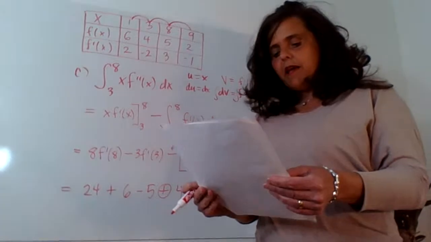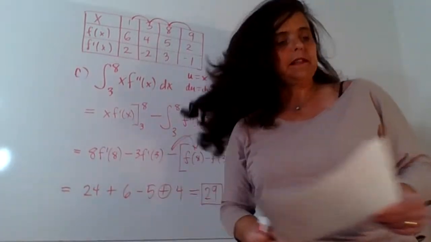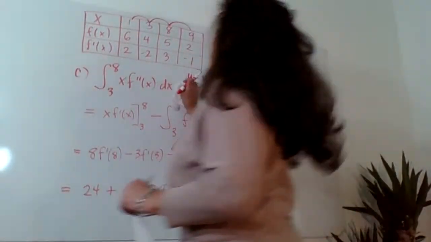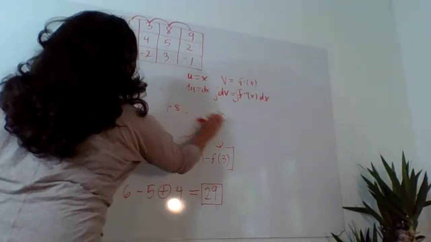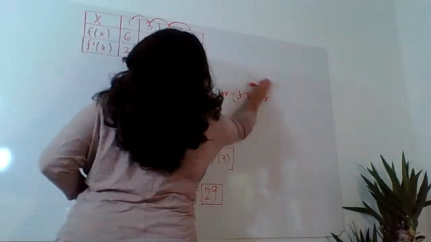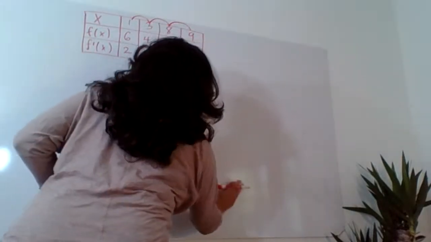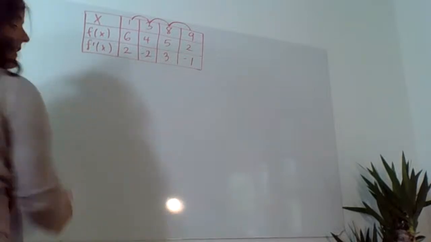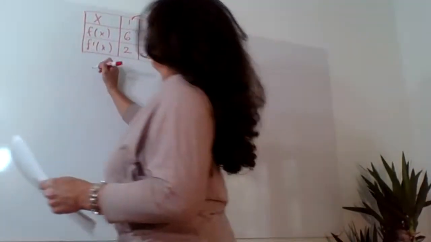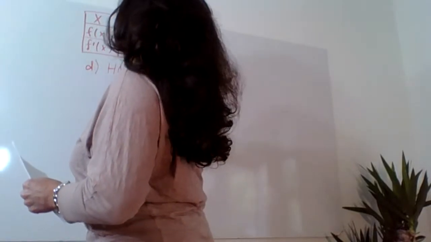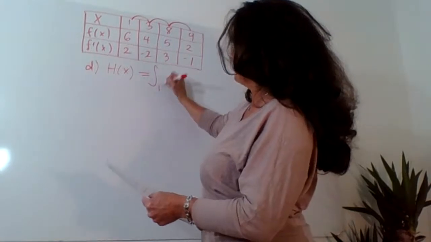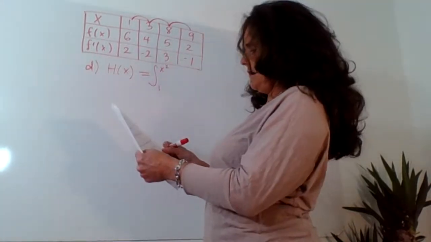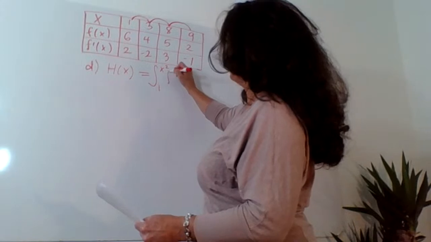Okay, so we have part D next. I'm going to write that on the board here. For part D, they're introducing a new function, capital H of x, like they're known to do. Let me write H of x down here for us. Part D, capital H of x is defined to be the integral from 1 to x squared of f of t dt.